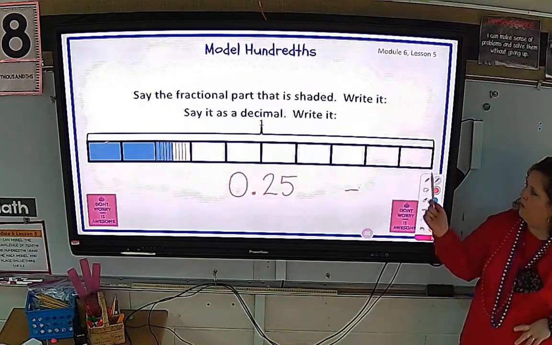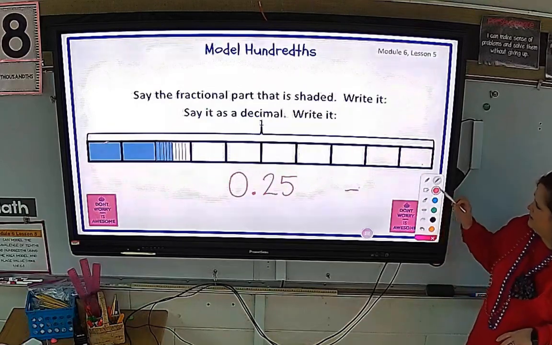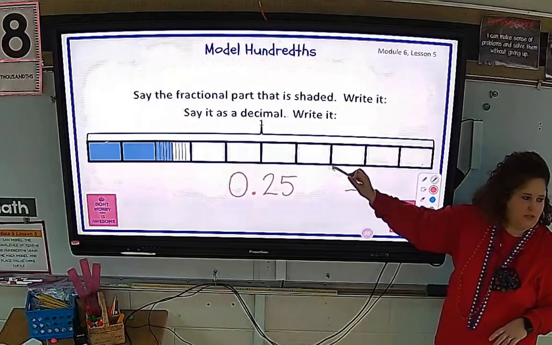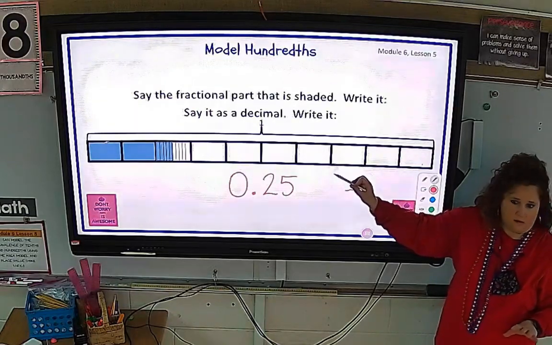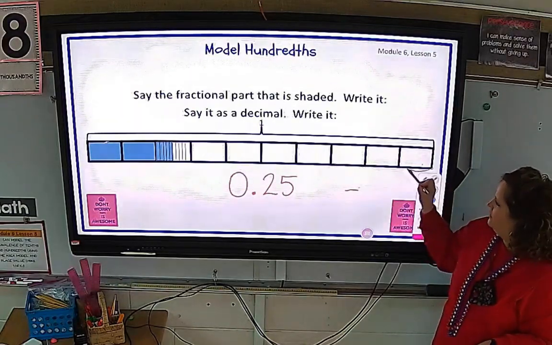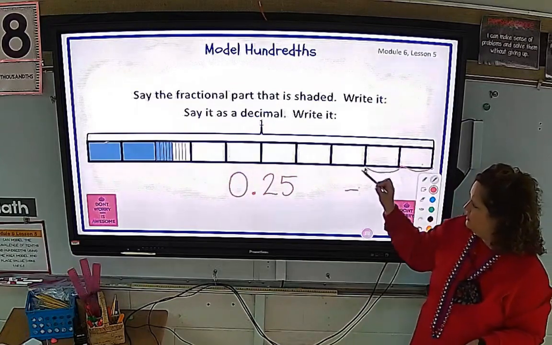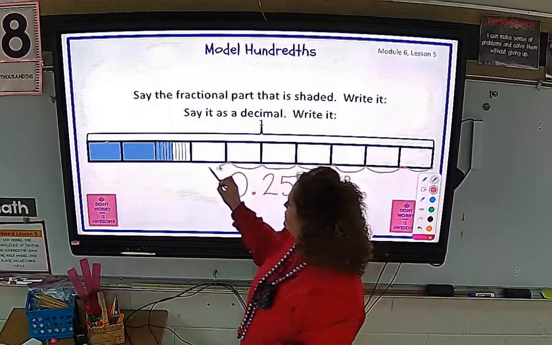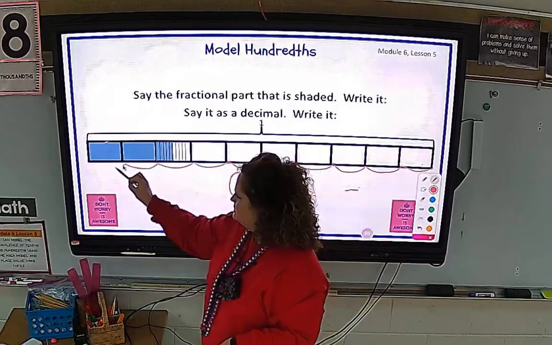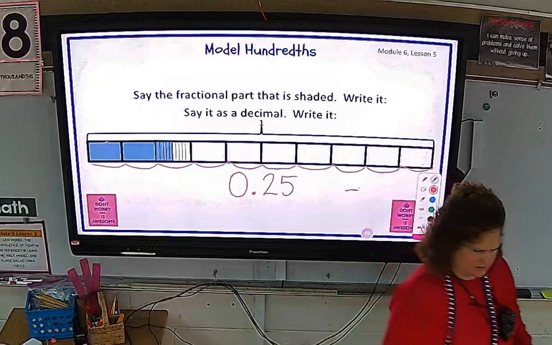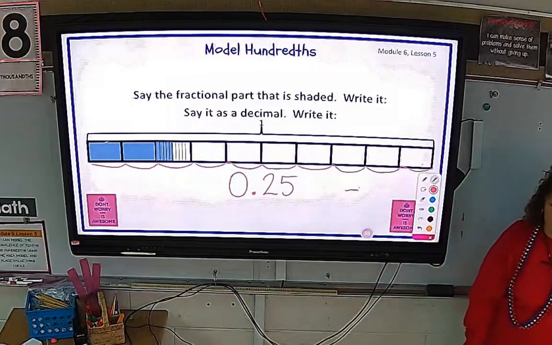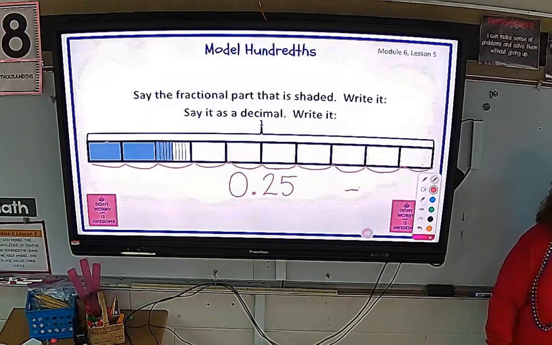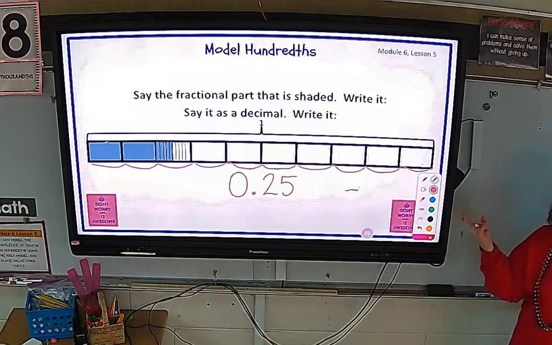Okay. What is each of these boxes, guys? This size box right here. What are each of these? Everybody. What size is this? These are tenths. Right? Everybody? Yes. So easy. Those are tenths. Okay, don't forget that all of a sudden because it looks different now.